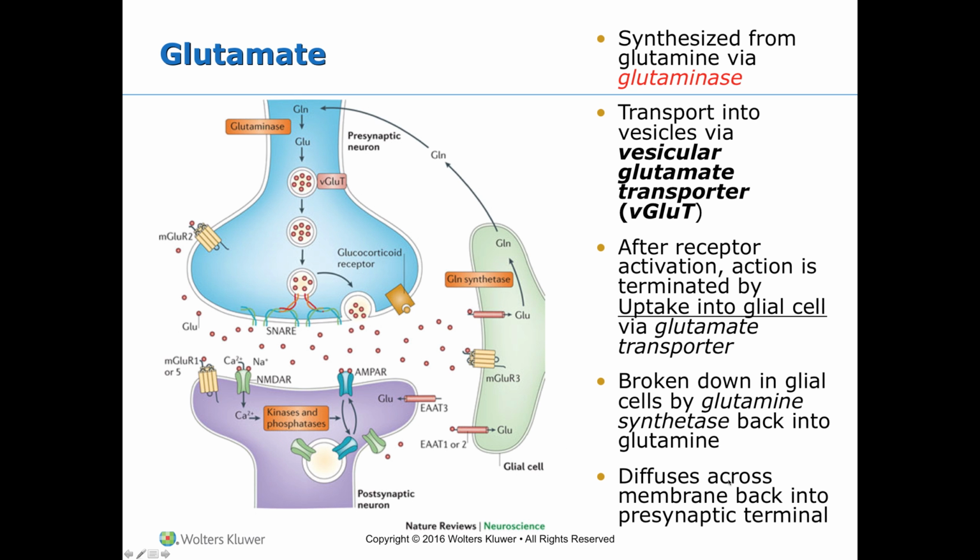Glutamate, the major excitatory neurotransmitter in the nervous system, is synthesized from the other amino acid, glutamine, via the enzyme glutaminase. So glutamine will turn into glutamate through the enzyme glutaminase in the presynaptic neuron. Remember, our big idea here is that these neurotransmitters are being synthesized at the level of the terminal. The transport of glutamate into vesicles occurs through V-GLUT, or the vesicular glutamate transporter.